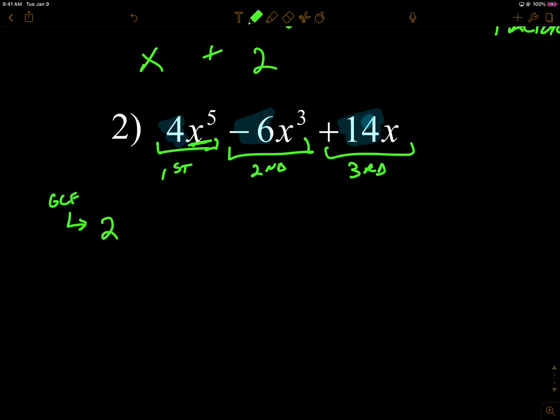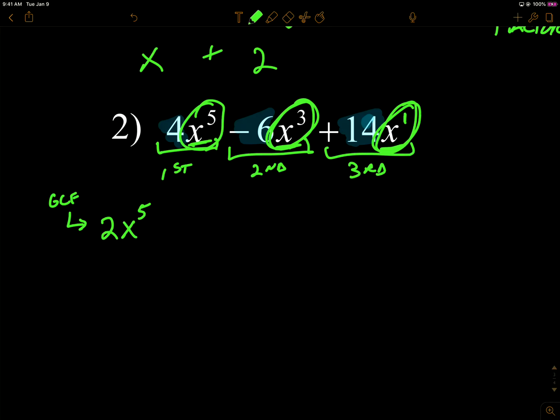Now I look at the x's. I got an x to the 5th, an x to the 3rd, and an x. My greatest common factor will be x, because the most I can take out is 1x. I can't divide out 5 x's. I could divide 5 x's out of the first term, but I can't divide 5 x's out of the third, out of x to the 3rd. It doesn't have 5 for me to divide out.